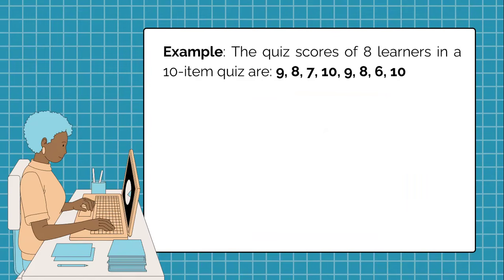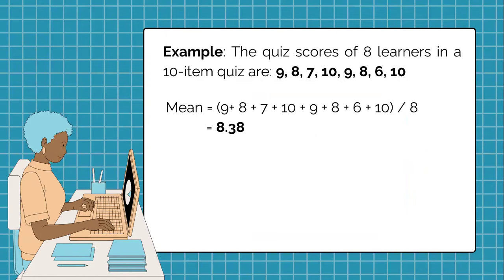So let's have a practical application. The quiz scores of 8 learners in a 10-item quiz are 9, 8, 7, 10, 9, 8, 6, 10. So how do we get the mean of the scores? To get the mean, we get the summation of all the observed values. 9 plus 8 plus 7 plus 10 plus 9 plus 8 plus 6 plus 10 divided by the 8 learners. So the average will be 8.38.